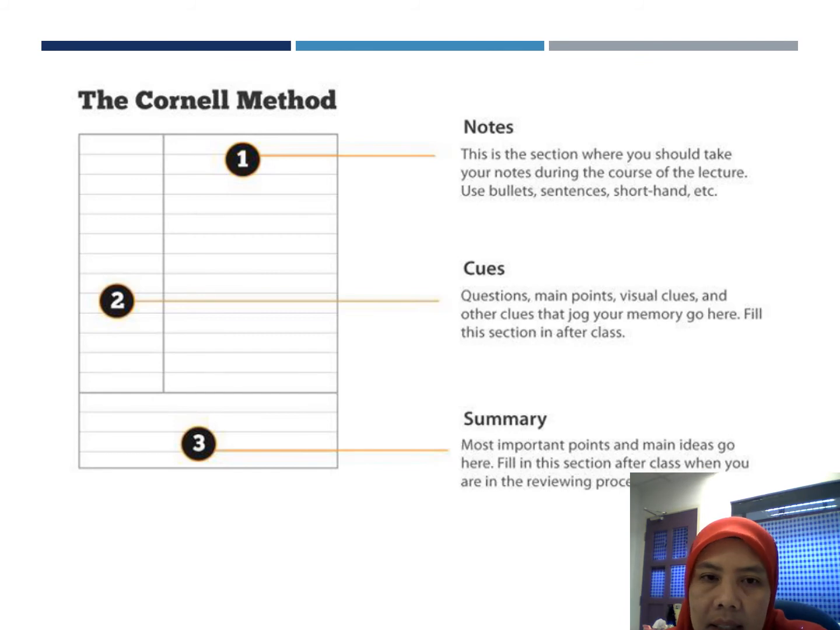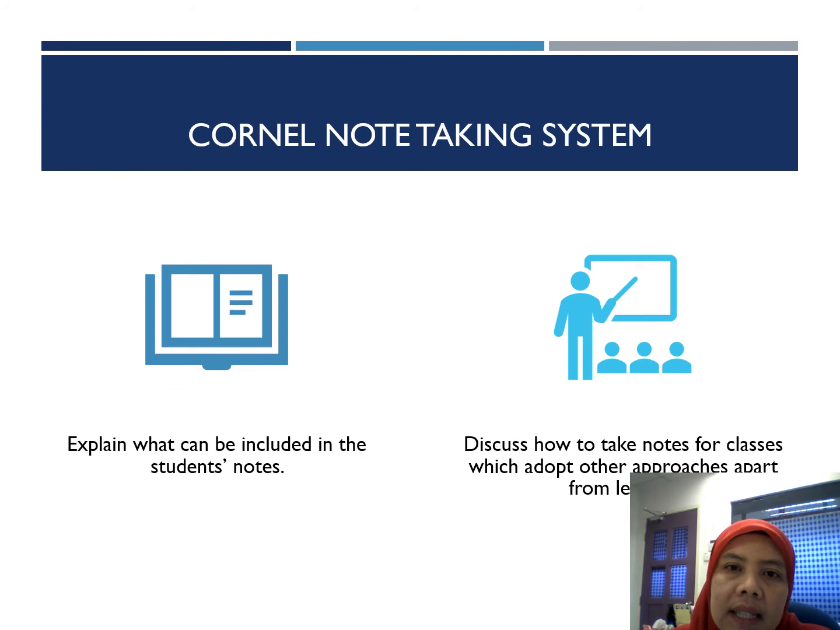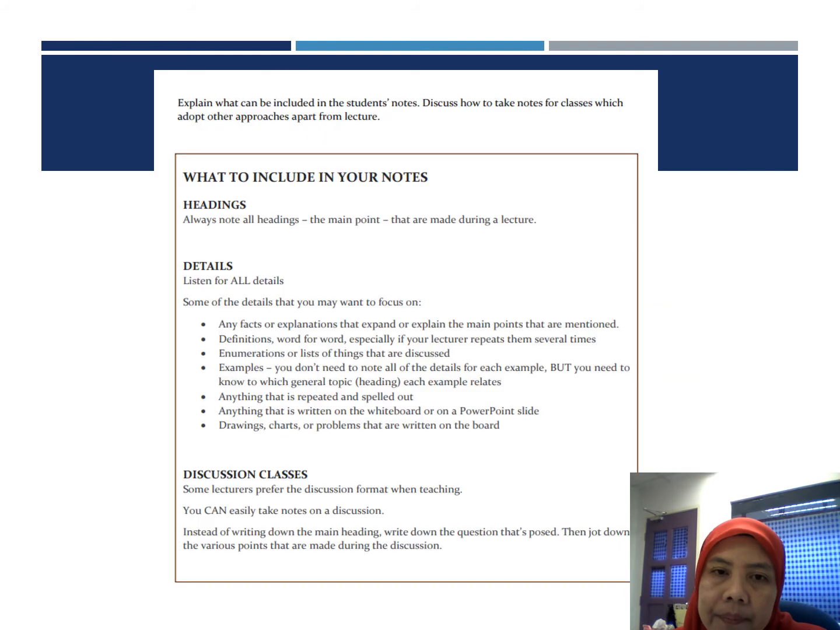So this is how they use the method. As I said just now, it is divided into 3 sections or 3 parts. The Cornell note-taking system explains what can be included in the student's notes, what we should write in each section, and discusses how to take notes for classes which adopt other approaches from the lecturer.